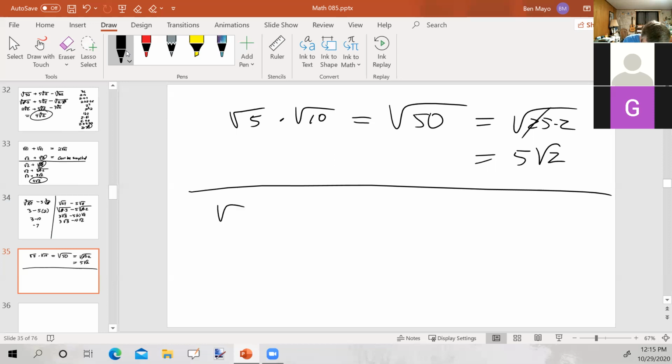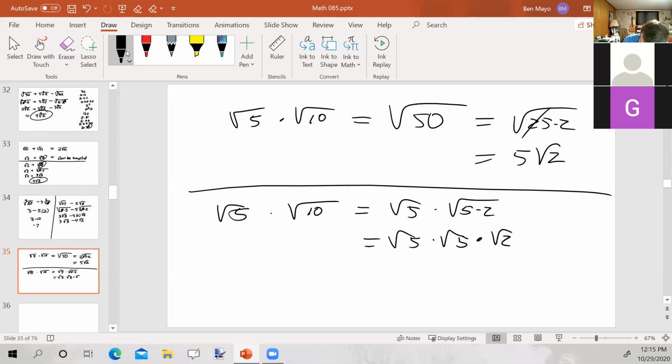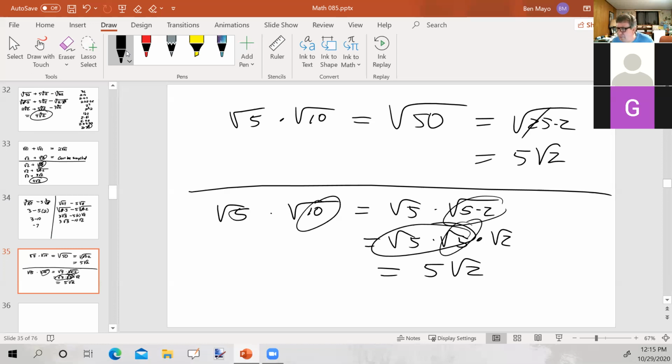Yes. Let's look at a different way of doing this problem. I could take this, pull it apart, and then those together would be 5, wouldn't they? Just giving you some alternatives. And later on, in fact, tomorrow we'll look at more of that. We can do it this way or we can do it this way, and it's kind of your preference.